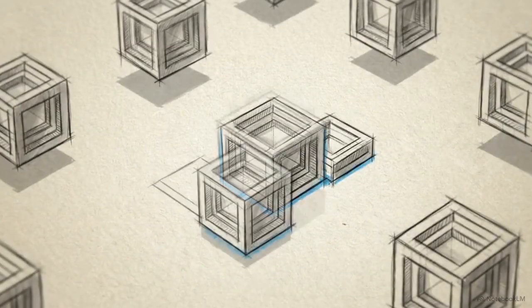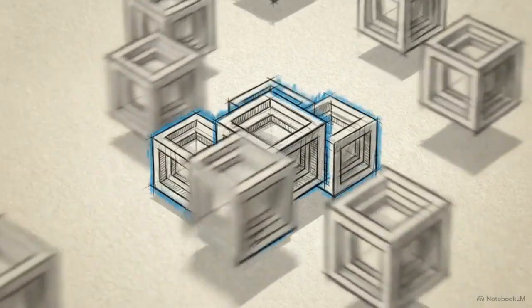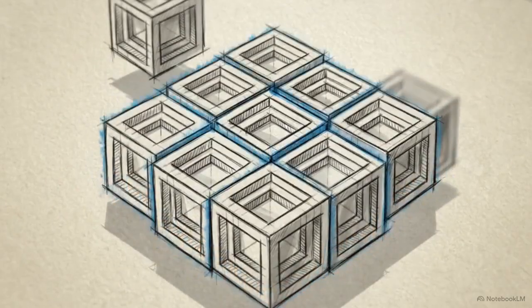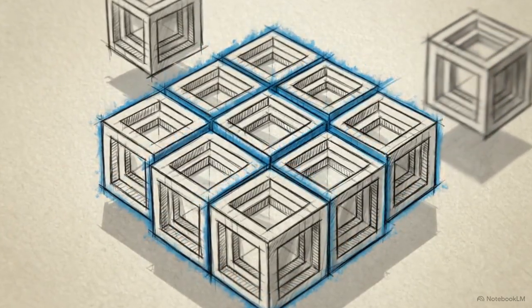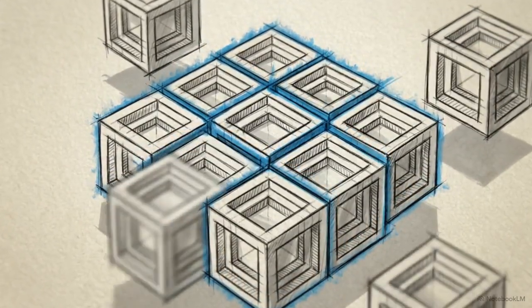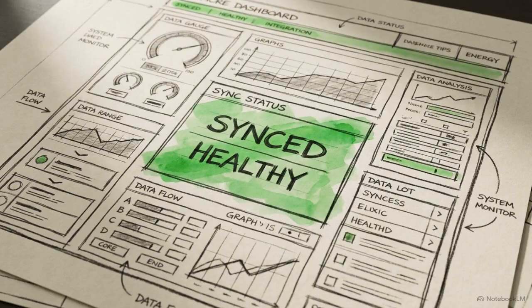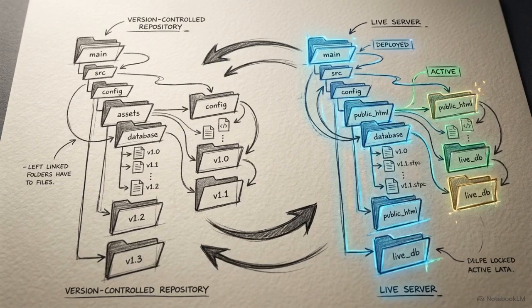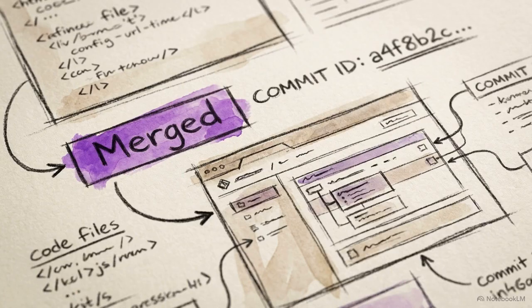ArgoCD immediately detects the new manifests and starts spinning up the required pods, persistent volumes, and services, resolving all the application dependencies in real time. The GitOps approach removes manual deployment entirely. By forcing the live server environment to strictly mirror the version-controlled repository, whatever is securely merged in Git becomes the absolute source of truth in production.